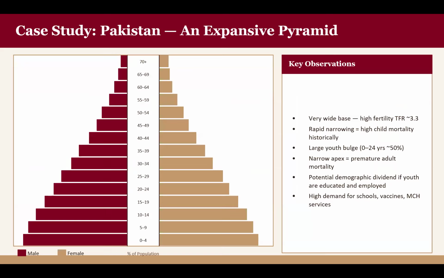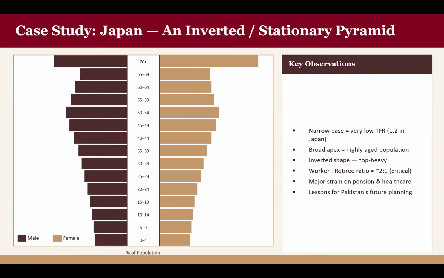So this is the example of Pakistan. It is an expansive pyramid. It is very wide based, with a high fertility rate of 3.3, rapid narrowing, and high child mortality. Historically, large youth bulges are seen in 0 to 24 years, which is about 20-50% of the population. The narrow apex shows premature adult mortality. There is a potential demographic dividend if youth are educated and employed. High demand for schools, vaccines, and MCH services is there.